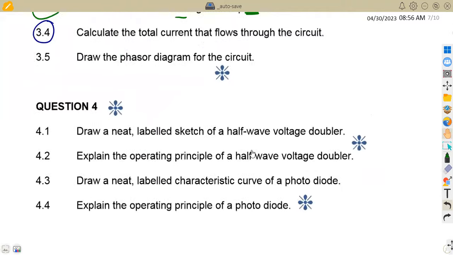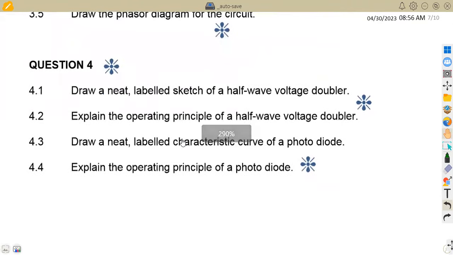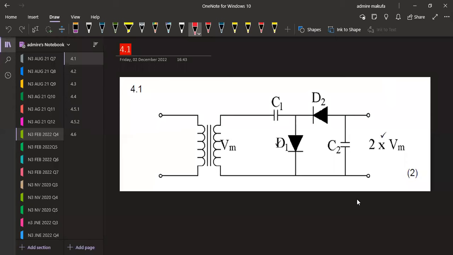All right. On question 4, we are given to draw a neat labeled sketch of a half-wave voltage doubler. Take note, we are talking about a voltage doubler. So this is what I'm having on 4.1. I want you to have this part here. Take note, on the input you are given VM, and here we're going to have a doubled voltage, which is 2 times VM. Also the direction of your diodes, which is very, very important. Just 2 marks for that.